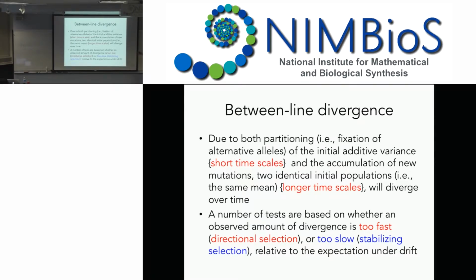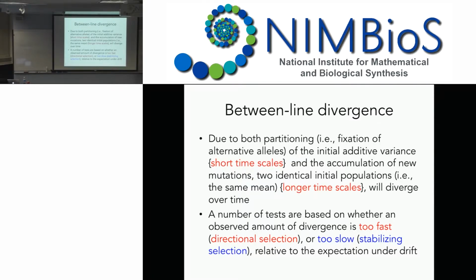So what's the between line variance from drift? Well, it could be due to partitioning. That is, if I'm initially a population with a big A, little a, eventually you get fixed for big A, you get fixed for little a, that will cause those populations to diverge. That initial variation, as it becomes lost over time because of differential fixation, by chance you'll fix different alleles, the populations will diverge over time. So the partitioning of the initial added variation, that's a short time scale divergence. Likewise, I can get accumulation of new mutations, and that gives you longer time scales. So both these things cause divergence.